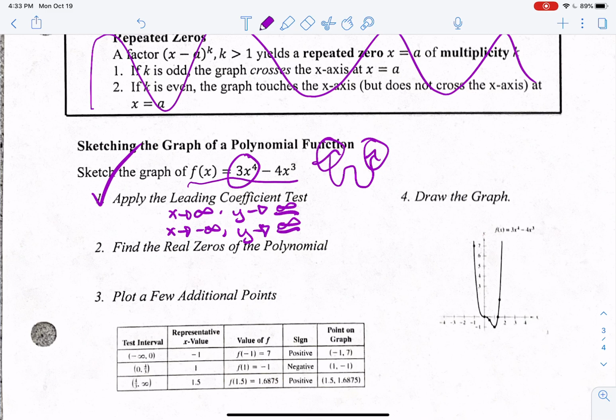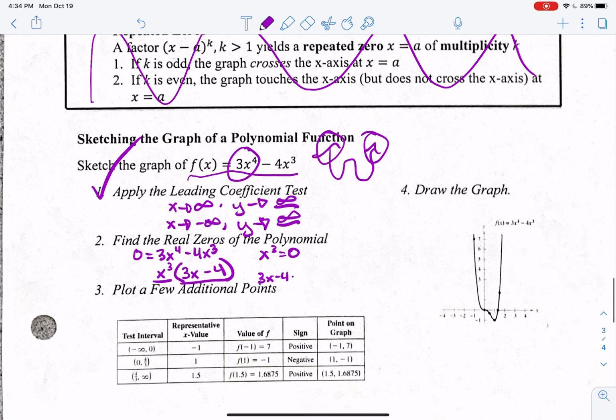So I'm going to set each one of those equal to 0. 0 equals 3x to the 4th minus 4x cubed. And we are going to try to break him down if we can. So I know that we can pull out, let's see, we can pull out an x cubed, and I think that might be it. If I pull out an x cubed, I'm left with 3x minus 4. And then I can just set both of those pieces equal to 0. So x cubed equals 0, and 3x minus 4 equals 0.